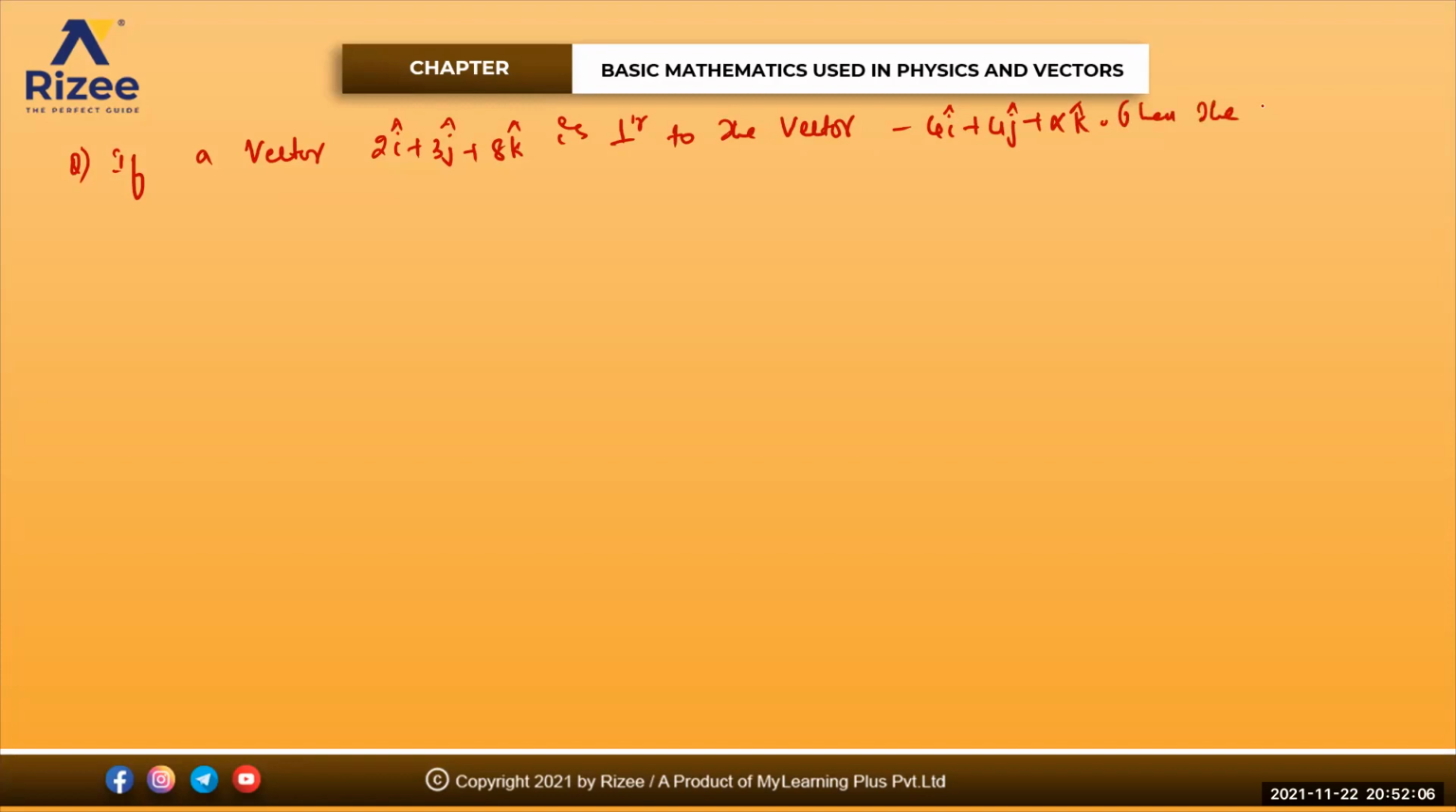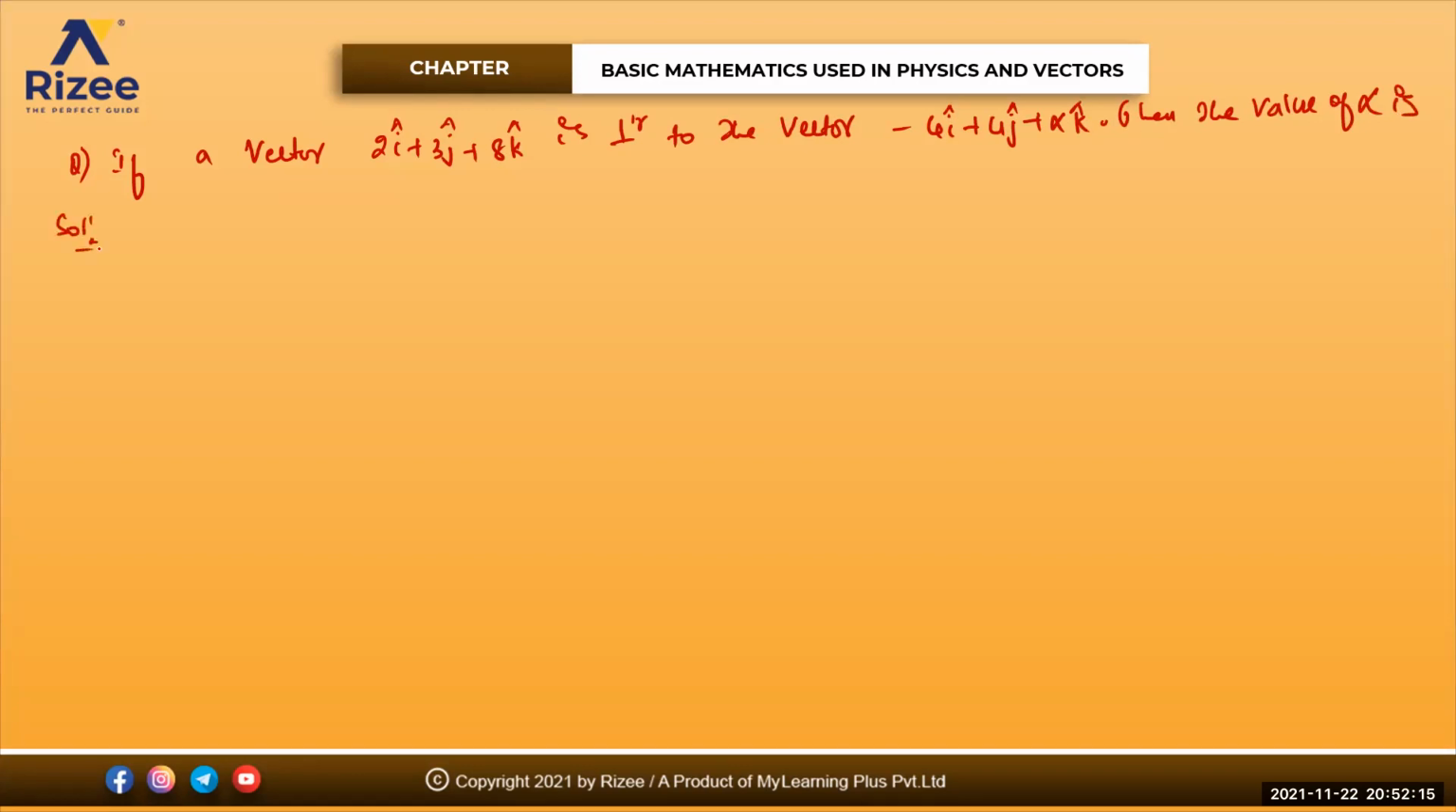Okay. So if a vector 2i cap plus 3j cap plus 8k cap is perpendicular to the vector minus 4i cap plus 4j cap plus alpha k cap, then the value of alpha is, chalo, try to do it.